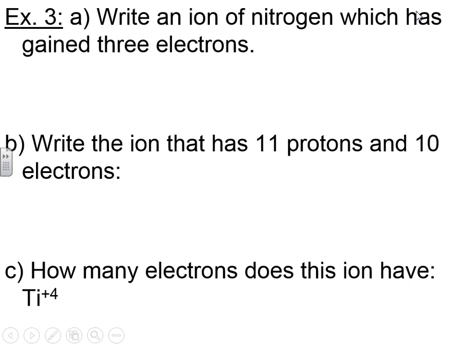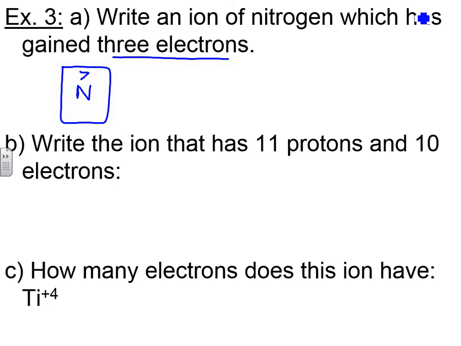Write an ion of nitrogen which has gained 3 electrons. So first of all, we'll have to find nitrogen on the periodic table. And if you find nitrogen, you'll see nitrogen is element number 7, which means nitrogen begins with 7 protons and 7 electrons. Now, if it's gained 3 electrons, that means it now has 10 electrons. It used to have 7, and now it has 10, so it has 3 more.